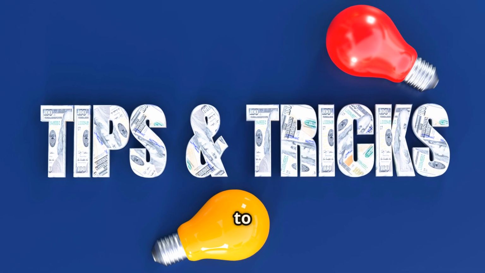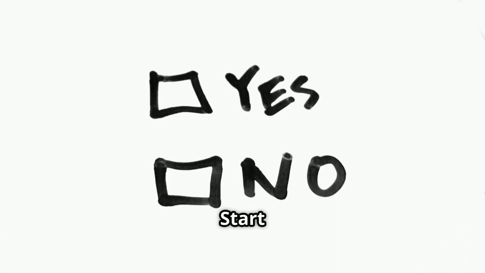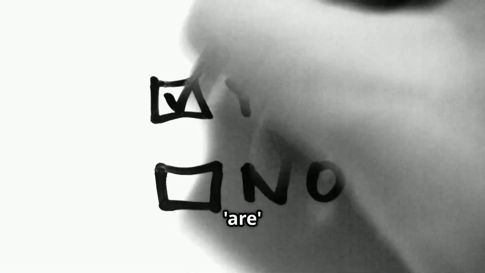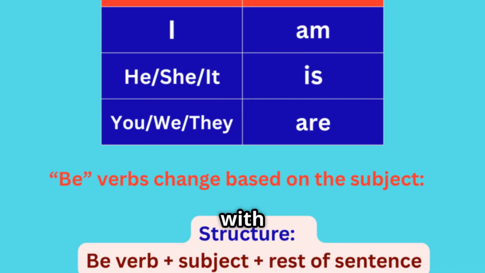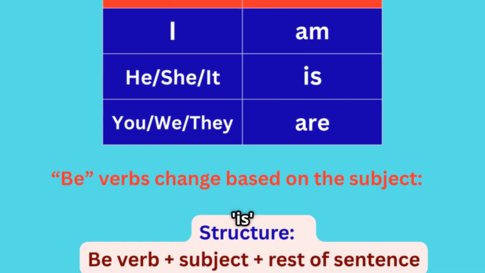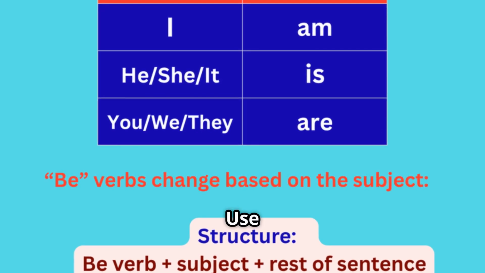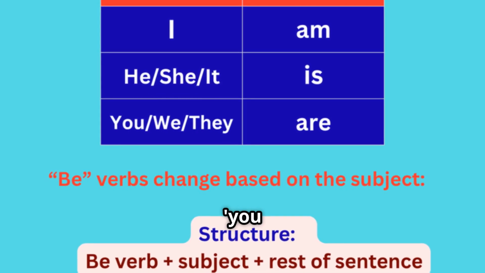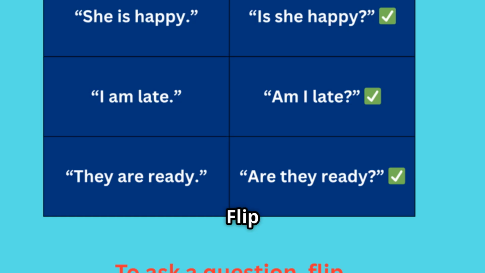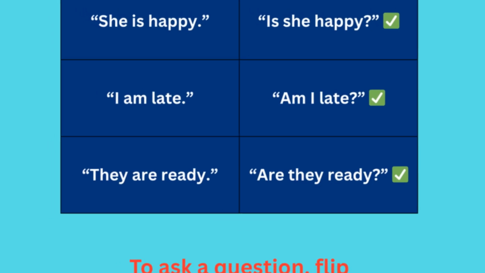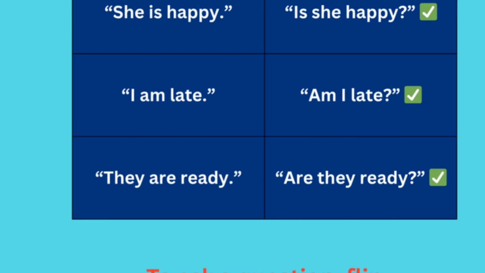Here are quick tips to help you remember. Start your question with am, is, or are. Use am with I. Use is with he, she, it. Use are with you, we, they. Flip the sentence order.